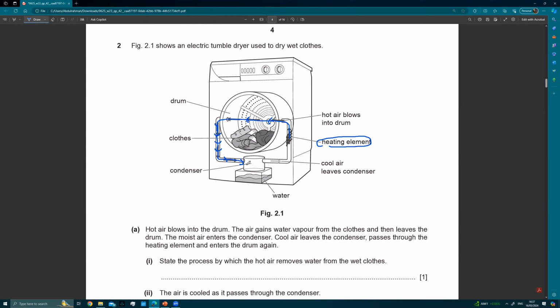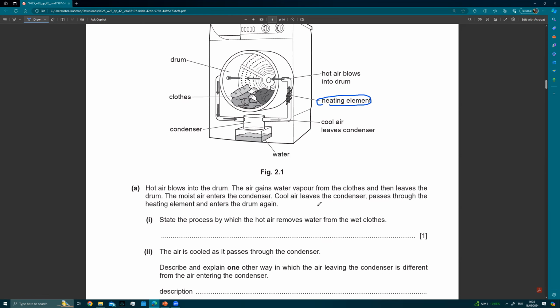And then it reaches this cold section here, this condenser. And we know that when water vapor touches a cold surface, it condenses. So now all of the water is going to fall down. And then what's left is just the air. So the air goes up now, and then the air gets heated and it gets blown back. And then this process repeats itself until all of the water vapor gets condensed and all of your clothing is dry. All right. Hot air blows into the drum, the air gains water vapor. The moist air enters the condenser. Cool air leaves the condenser, passes through the heating element, enters the drum again.